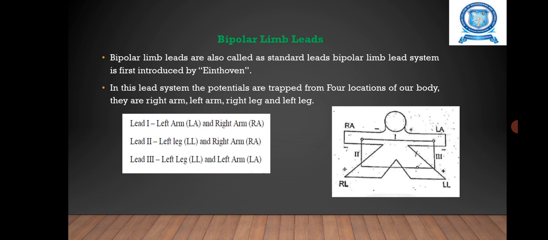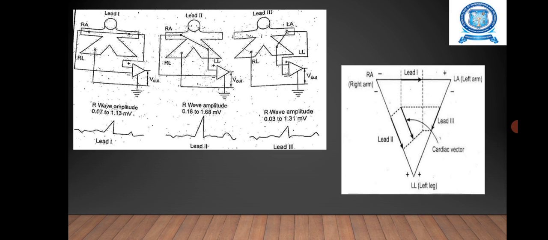In this lead system, the potentials are taken from four locations of our body. They are the right arm, left arm, right leg and left leg. Here the right leg is only used as the ground reference. It consists of three leads: lead 1, lead 2 and lead 3. It is called bipolar because the potential difference is recorded from two electrodes and the third electrode is not connected. Why? Because the selection is made among the available active electrodes.